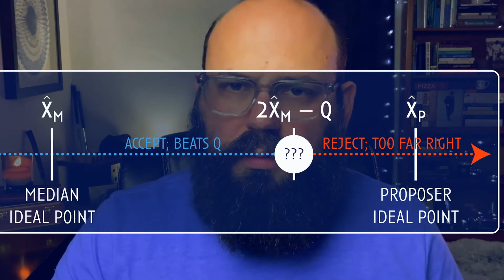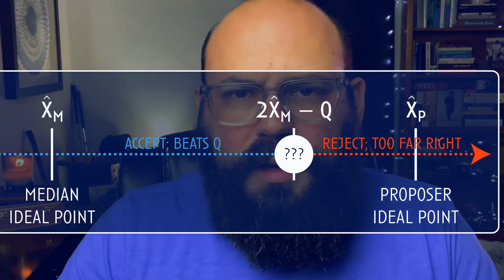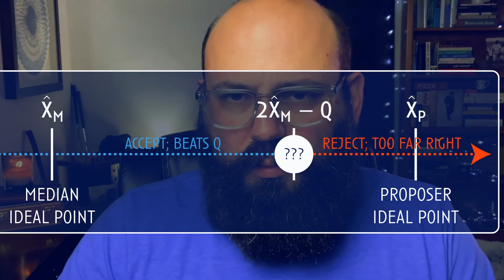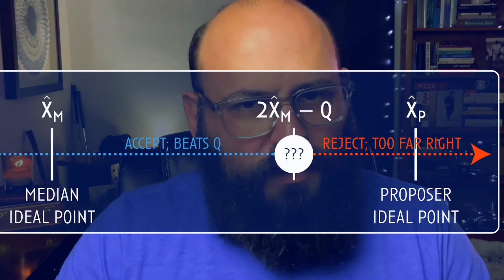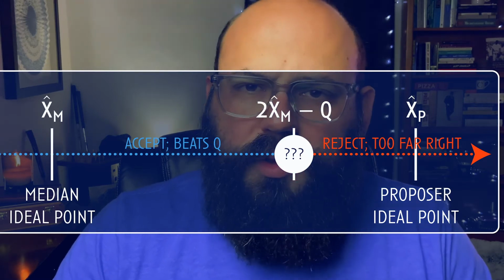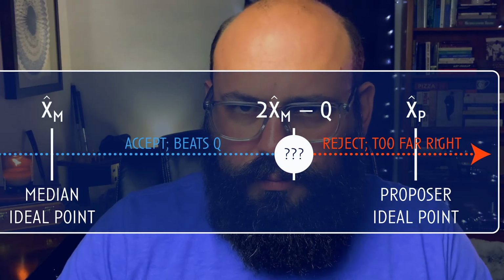There's something better they could do. So the question then becomes, what's the best acceptable proposal? Because there's a lot of proposals that beat Q. Q is really far away from the proposer's ideal point. So the question is, what is the best acceptable proposal?